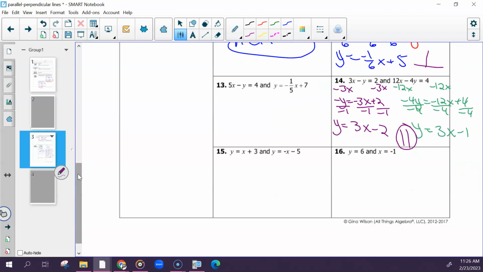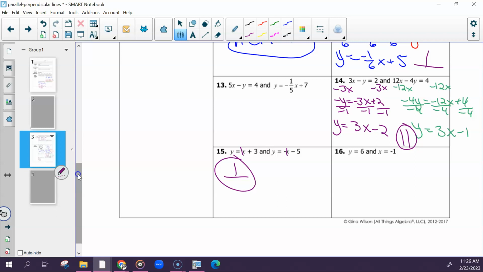Would 15 be parallel, perpendicular, or neither? Really? You have a slope of 1 and negative 1, and those are negative reciprocal slopes. What about 16? It would be perpendicular.